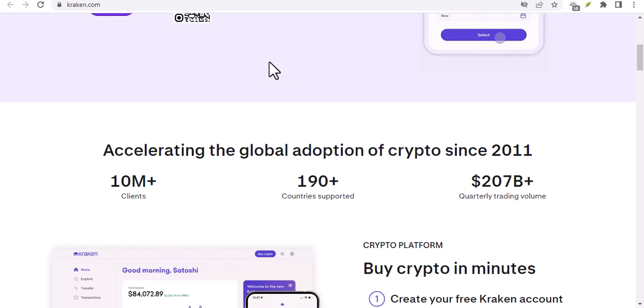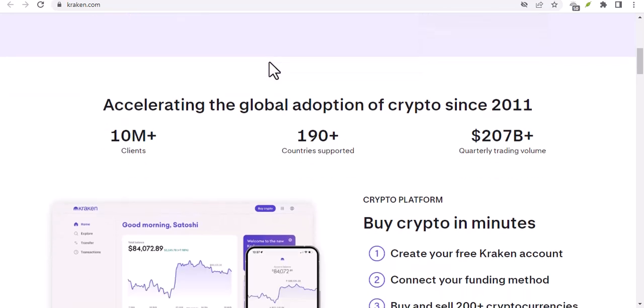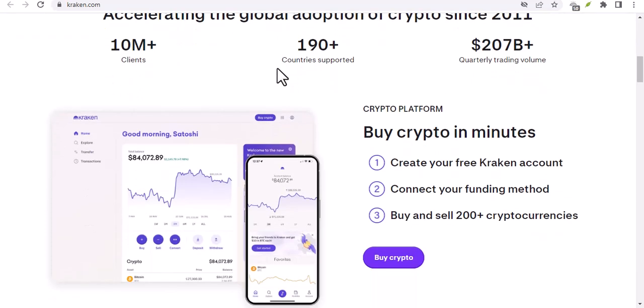The USDT question. Does Kraken support USDT? A direct and concise answer, and an explanation of the reasons behind Kraken's support for USDT.